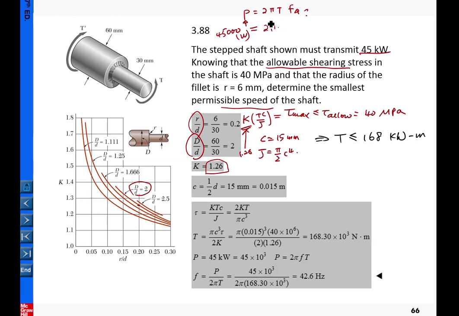So we plug in here. Basically T equal to, say, right now the maximum is 168 times 10 to the 3 Newton meter, times F. By solving this one, F should be calculated as 42.6 hertz, and this is the maximum speed for this shaft here. So that is for these sections, and this also marked the end of these chapters.